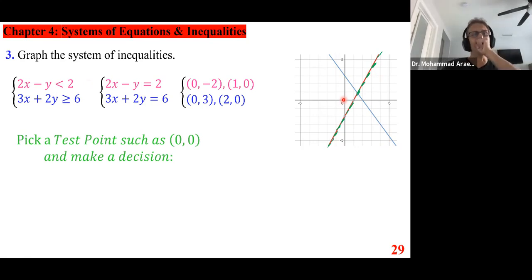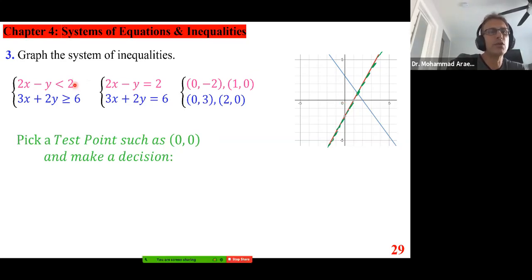You try this for the first one, and you try it for the second one. In other words, if you plug in 0 for the first one, you get 0 is less than 2, which is a true statement. For the second one, you get 0 larger than or equal to 6, which is a false statement. So this is the point we are going to use.